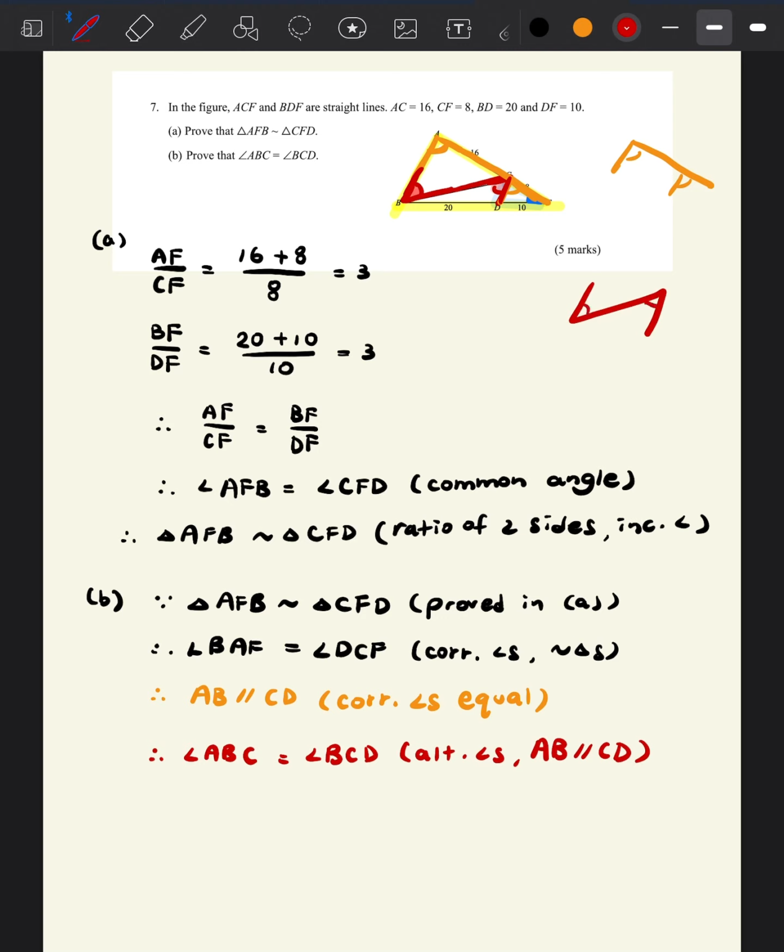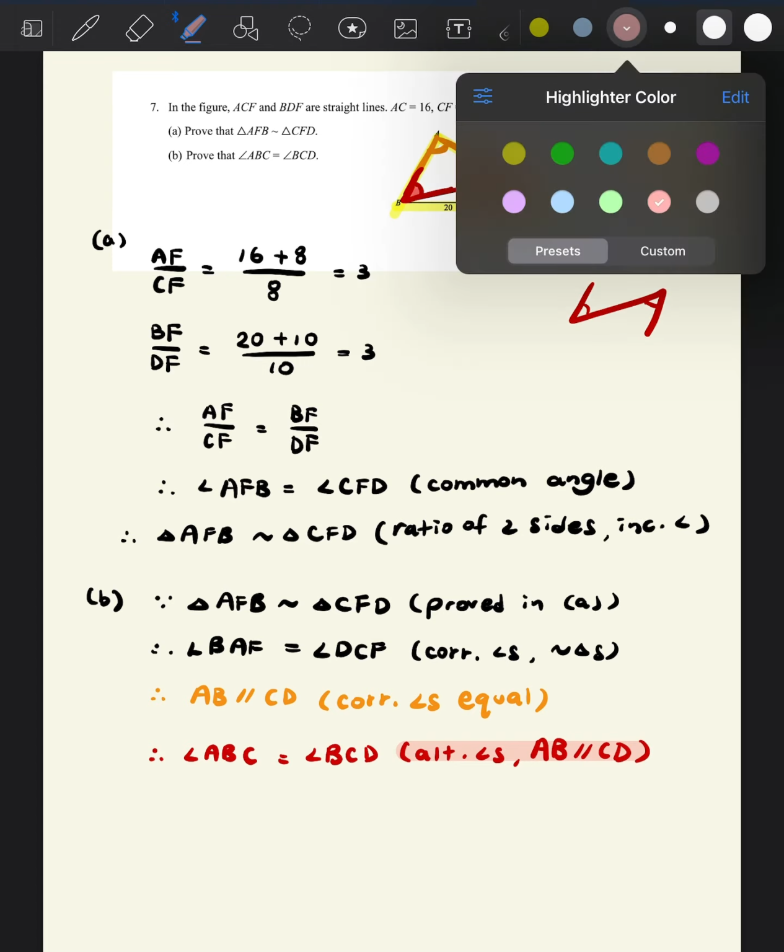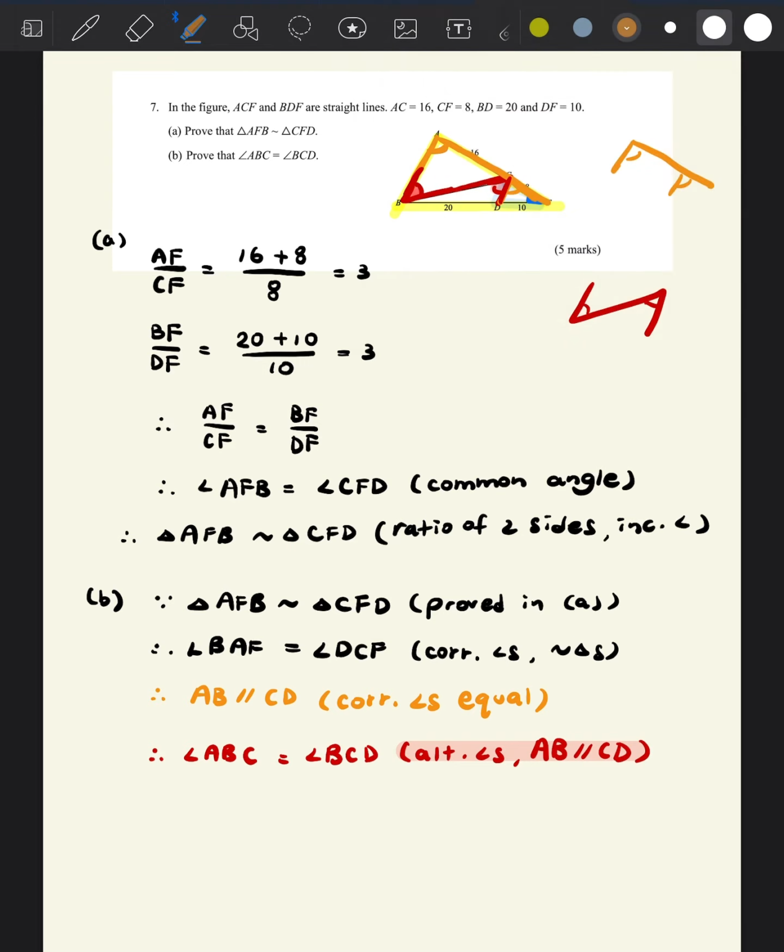So now you have all this information. This type of question always mixes with your chapter 6 or some previous knowledge. So make sure you know how to write your reasons. Make sure you know how to write all this. If you have questions, you can always ask.